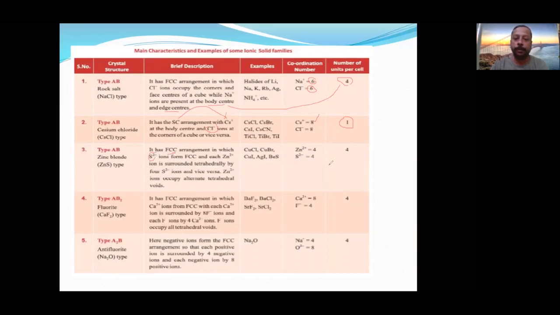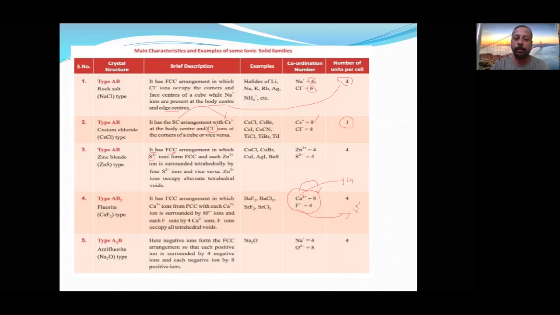These are the examples, same way AB2 type. Here be very, very careful. Don't misinterpret this. See here, number of calcium are less, but coordination number will be more. Number of calcium will be 4, whereas number of fluorine will be... number of fluorine will be how many?